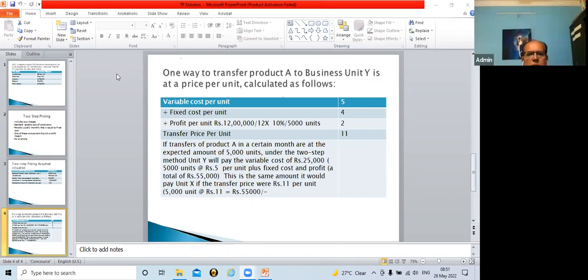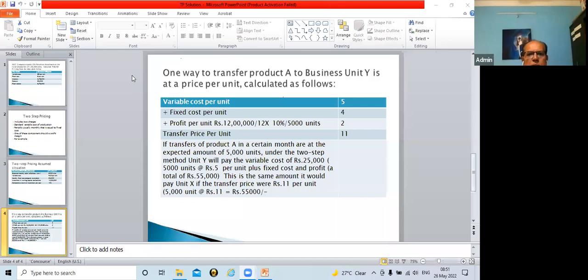So therefore, numericals in respect of transfer pricing, with respect to two-step pricing or cost-based, market-based, are expected in the examination. So before we close today's session, let me revise once again. Two-step pricing method.